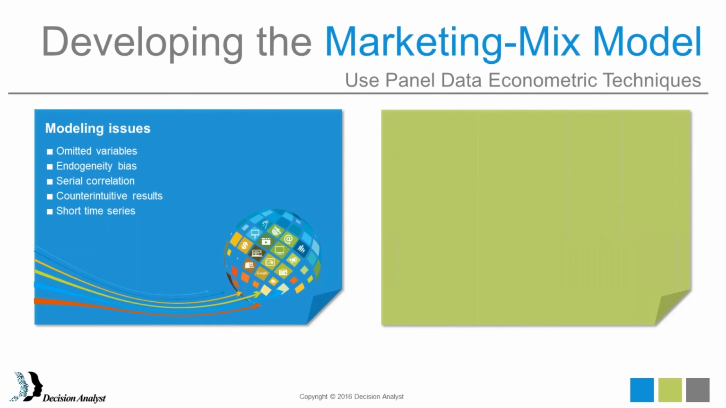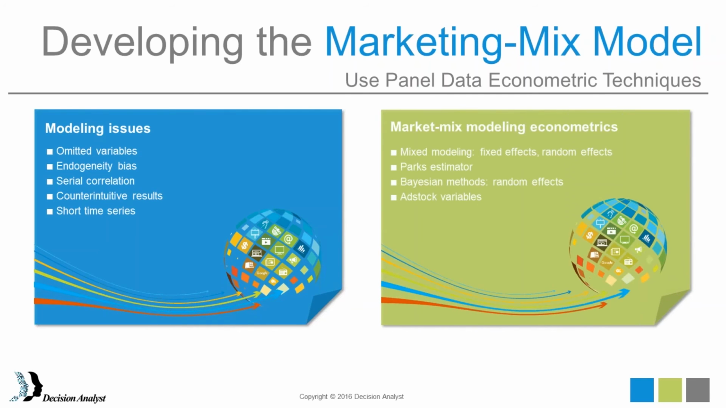And the main type of modeling that we use is called mixed modeling. These types of models are available in both SAS and SPSS, for example. And they are called fixed or random effect models, and we'll talk about those in a minute. There's some other types of estimators which have been used, like a Parks estimator.